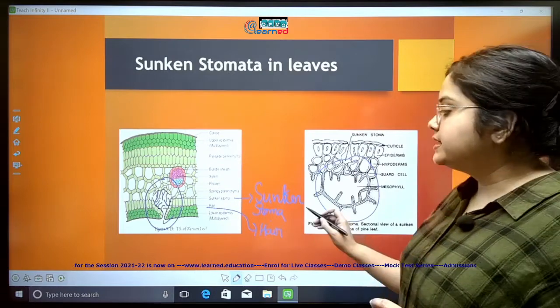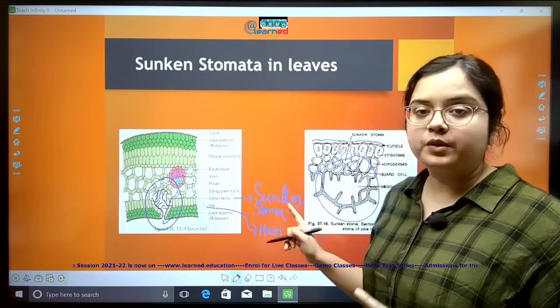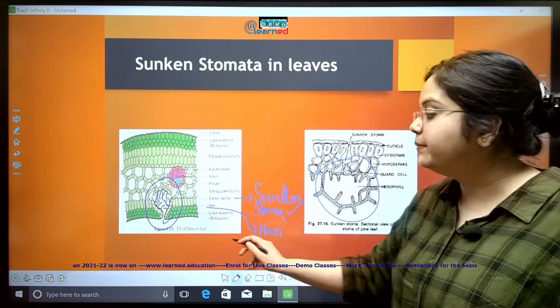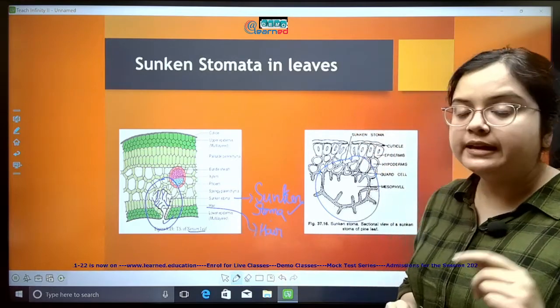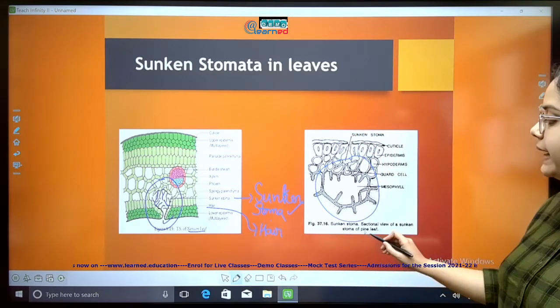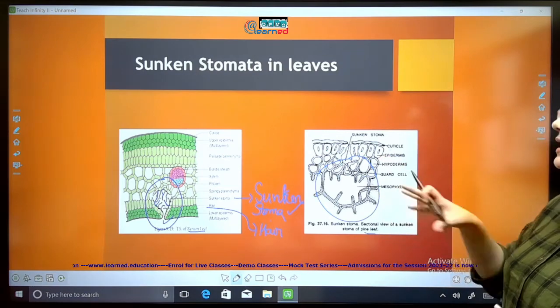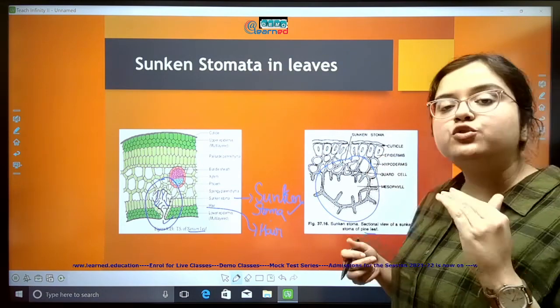Sunken stomata is a very important point that you have to remember. You have to remember the name of the leaf, which is nerium, or in the pine leaf also you can see a sunken stoma with hairs to reduce transpiration.